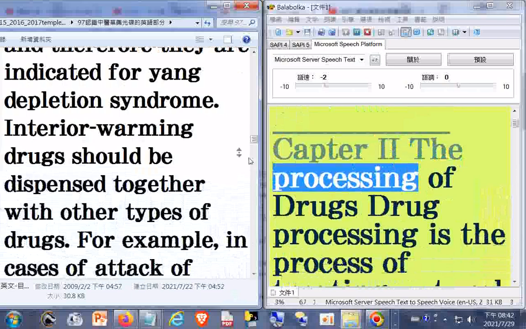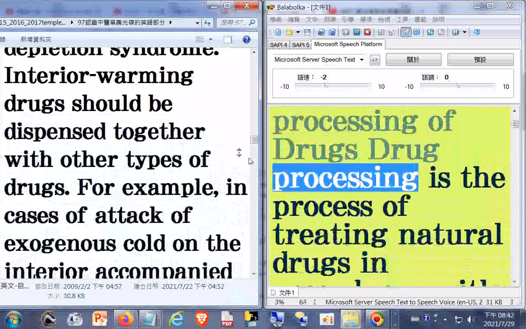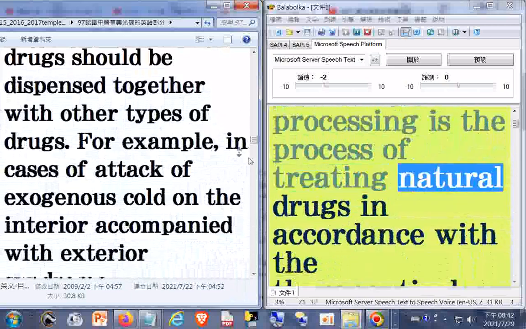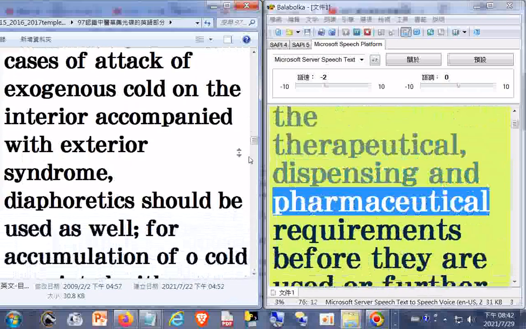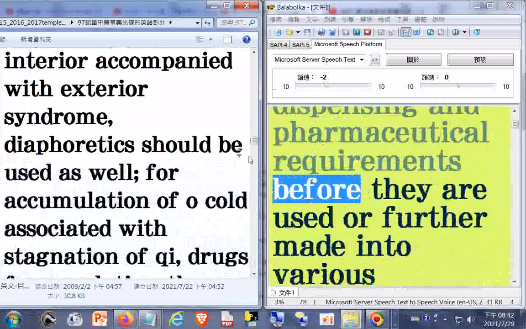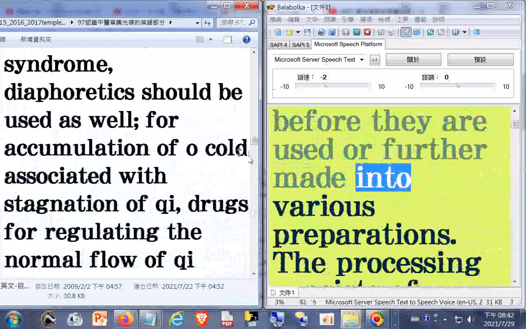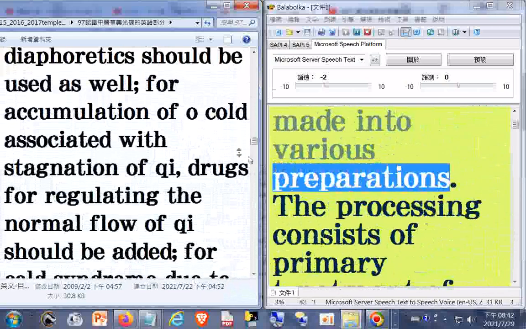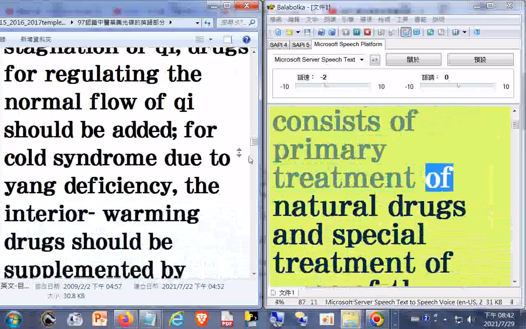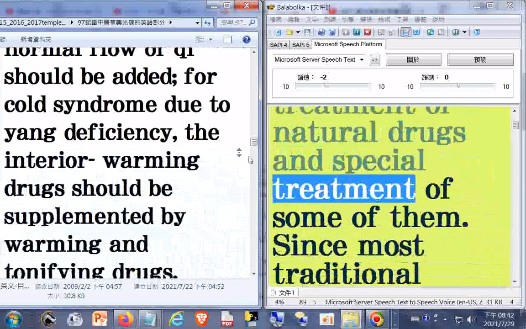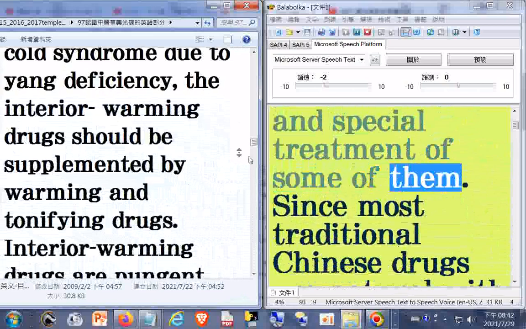Chapter 2: The processing of drugs. Drug processing is the process of treating natural drugs in accordance with the therapeutical, dispensing and pharmaceutical requirements before they are used or further made into various preparations. The processing consists of primary treatment of natural drugs and special treatment of some of them.